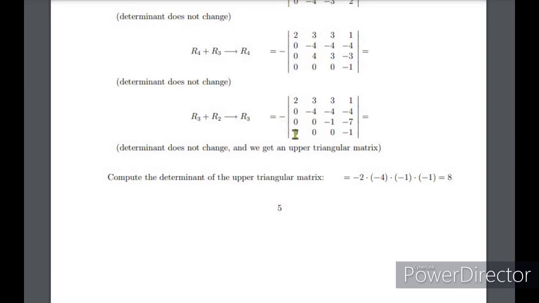We ignore the column that the 2 belongs to and the row where it belongs. So the remaining elements are these. Here we just get the product of the first element and the product of the diagonal. The diagonal is negative 4, next negative 1, and last negative 1. We multiply them all and we get 8. So this is now the determinant of the upper triangular matrix.